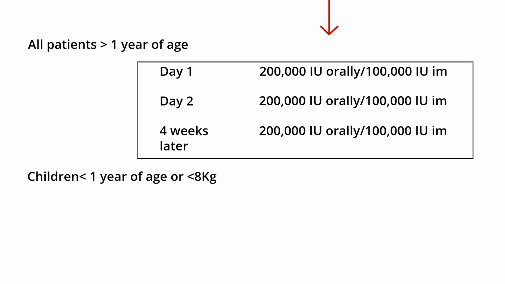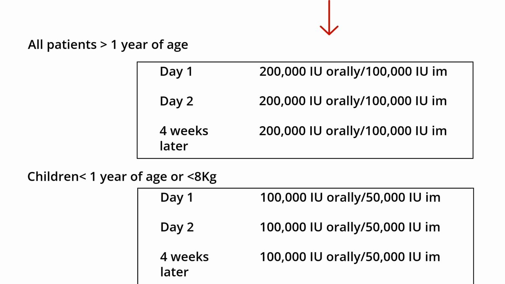If children are less than 1 year of age or less than 8 kg, the treatment is halved. So instead of 2 lakh, you'll give 1 lakh international units orally or 50,000 international units IM on day 1, day 2 and 4 weeks. So remember, if it is a child less than 1 year or less than 8 kgs, you'll halve the dose.